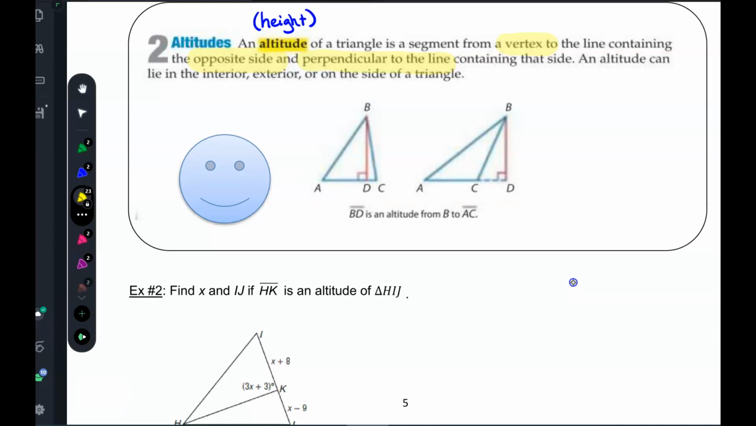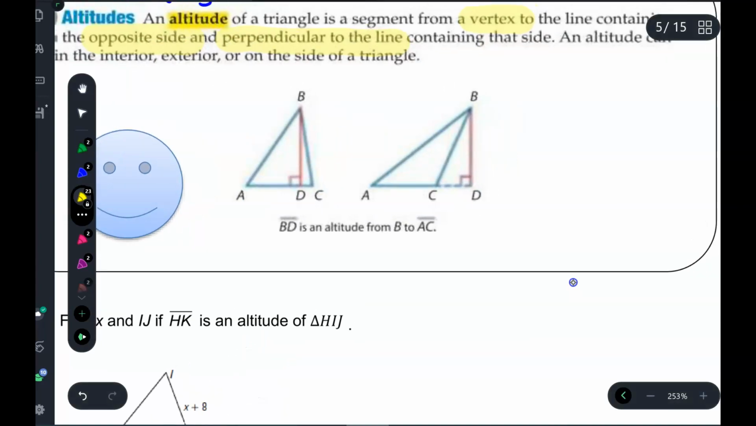Wait, what do you mean perpendicular to the opposite side? Okay, so let's look at this triangle ABC. If I wanted to draw the height from point B, would I draw it sideways? No, I want to draw it straight up and down to make a right angle. Now, this is an obtuse triangle here, ABC. If I'm looking at B, can I draw a perpendicular segment to the opposite side? Let me show you a different picture here.